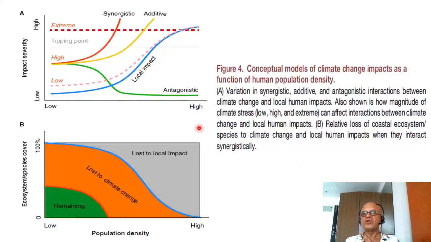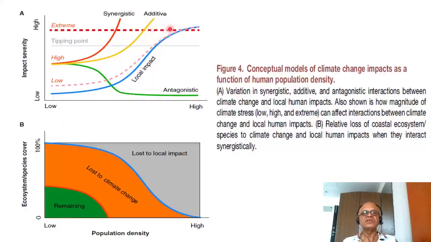This is a conceptual model of climate change impacts as a function of human population density again. So with population density here, impact severity can be extreme. If you have low population density, you can have a certain tipping point and you can stay safely below it. So we are looking at various color codes here. Variation in synergistic, additive and antagonistic interactions between climate change and local human impacts. Also shown is the magnitude of climate stress: low, high and extreme. So those are the climate stresses.